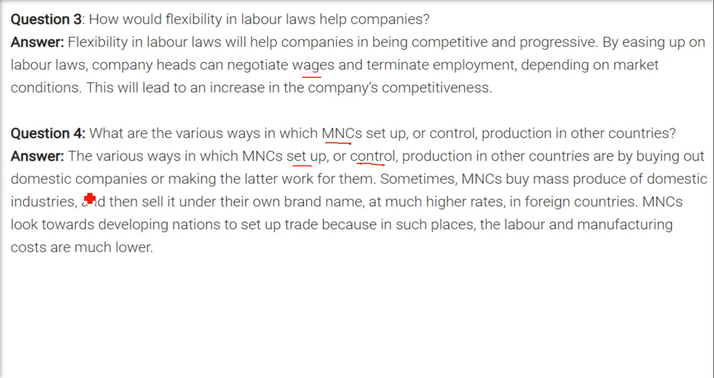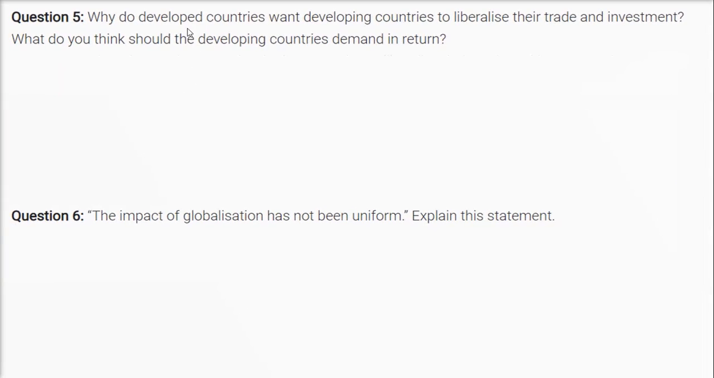Sometimes these MNCs buy mass produce of domestic industries and then sell it under their own brand name at a much higher rate in foreign countries. So these MNCs look towards developing nations to set up trade, because in these places certain things cost less, like the labor, the cost of manufacturing and the resources. They are much less than in the countries where the MNCs are based.